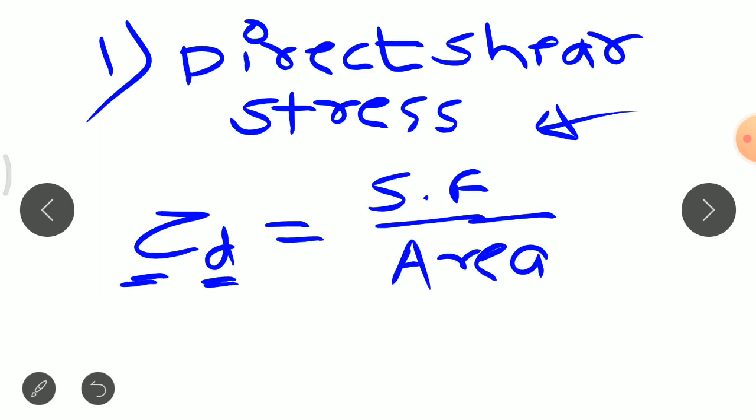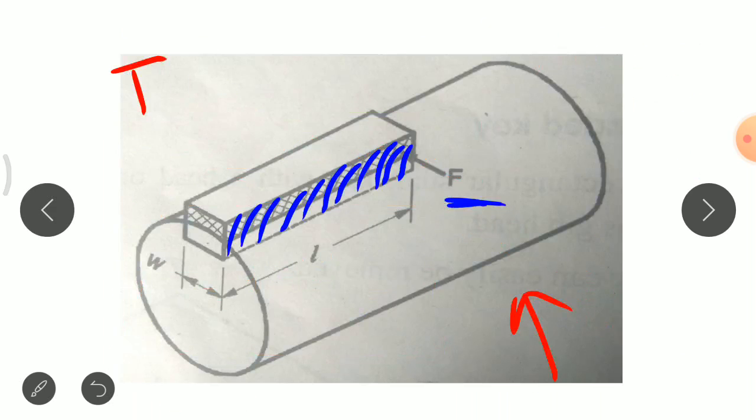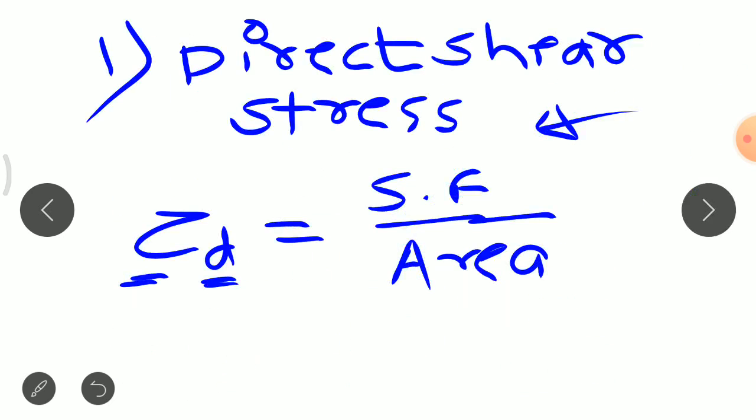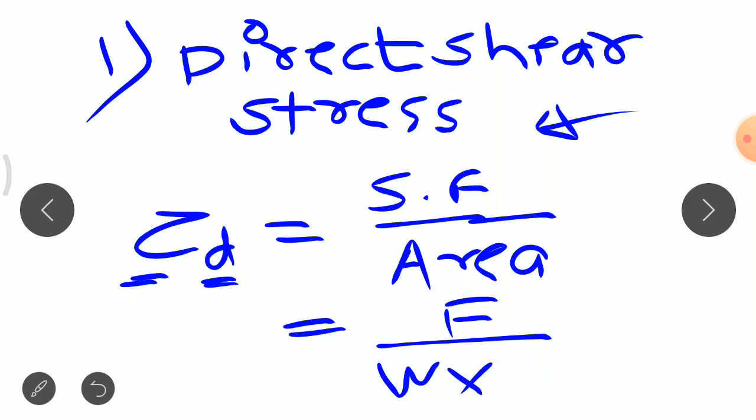We know that the area is this one, this hatching portion, because the force is applied on the same section, so we will use that area only. The force is represented by capital letter F, where the resisting area is width multiplied by length.